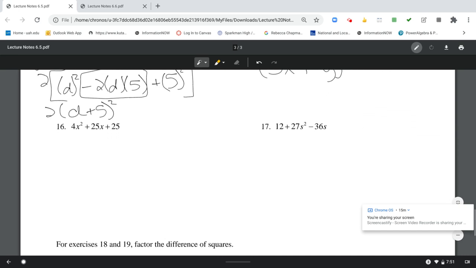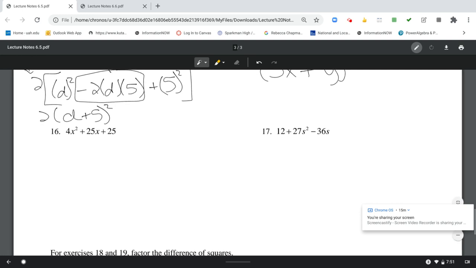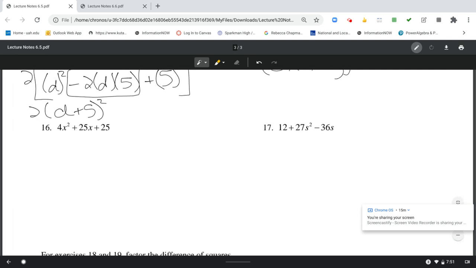2 more, 16 and 17. So here I have 2x squared plus 2 times, I need my 2 parentheses, plus 5 squared. I'm going to put a 2x and a 5 here. If this multiplies up to 25, I'm good. Now, if you notice, that does not give me 25. That gives me 20x.